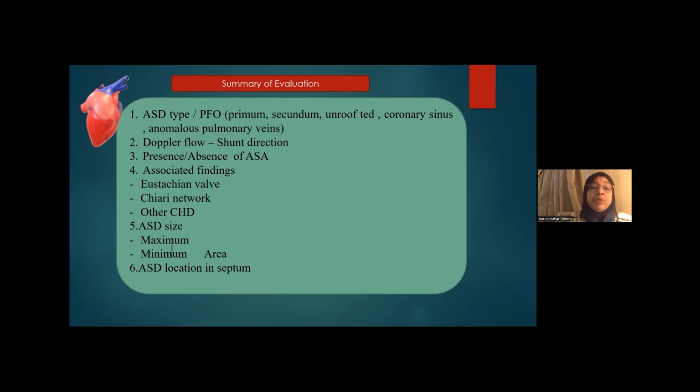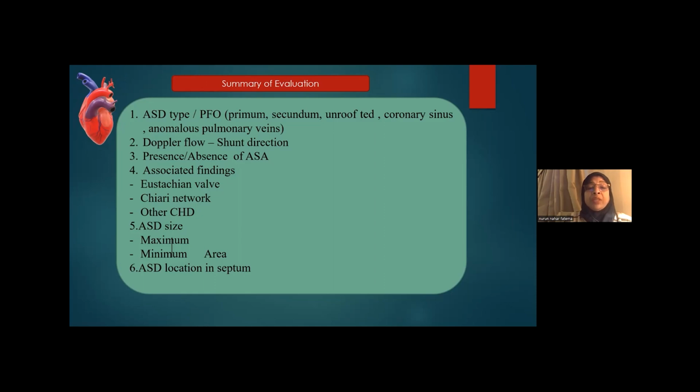We can see what is the type of the ASD. Then we can see whether it is an ASD or a PFO, or it is a primum, secundum, or unroofed coronary sinus, and if there is any association with the anomalous pulmonary veins. In the Doppler, you can see whether it is a left to right shunt, or it is a bidirectional, or a right to left shunt, which will indicate that this patient has already developed pulmonary hypertension.